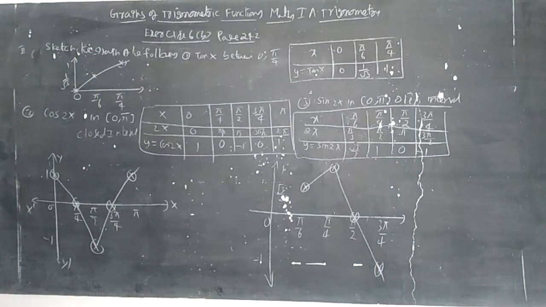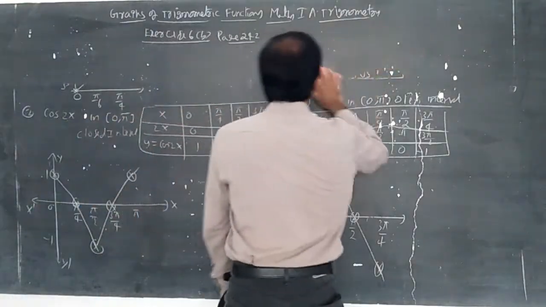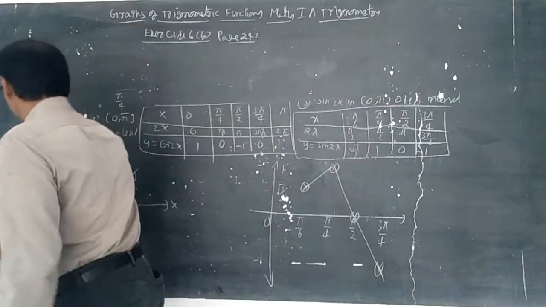Now let us discuss the graph of sin x in the interval minus pi comma pi. So, the fourth question.